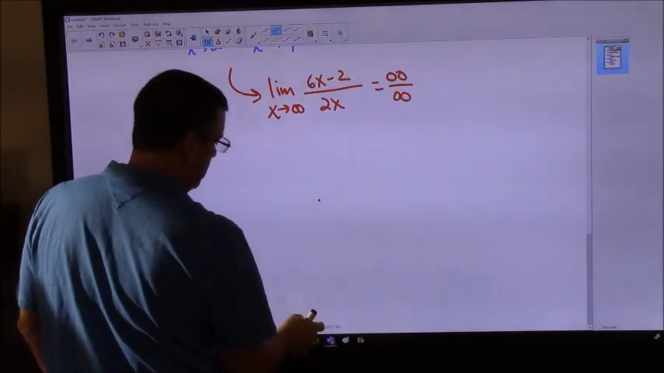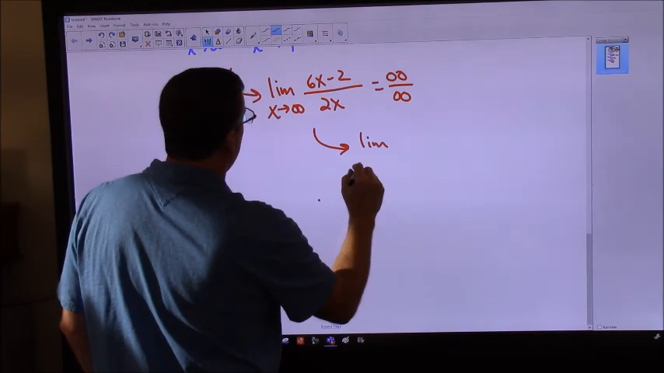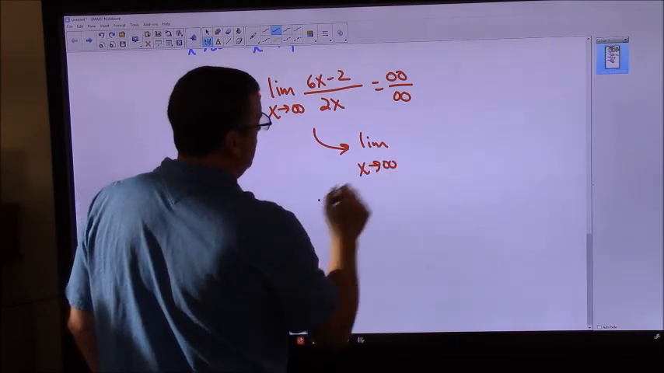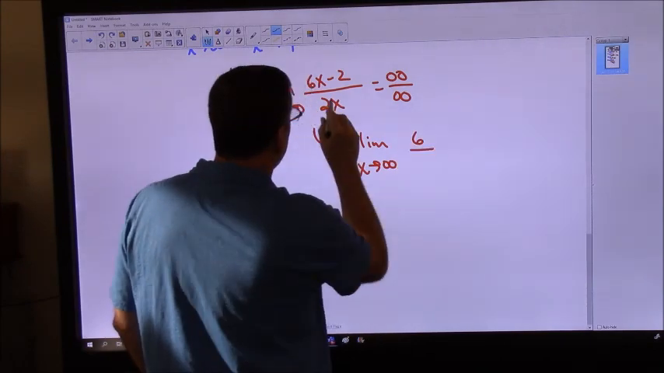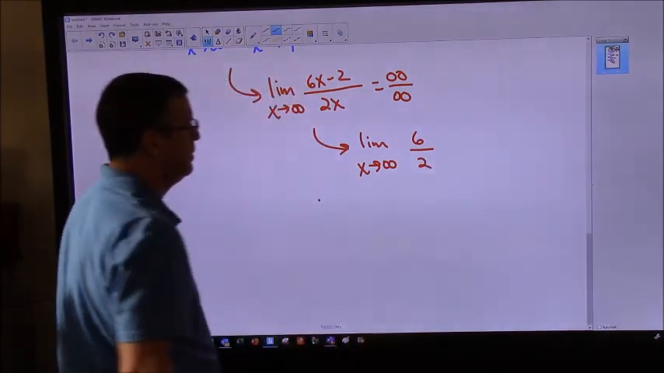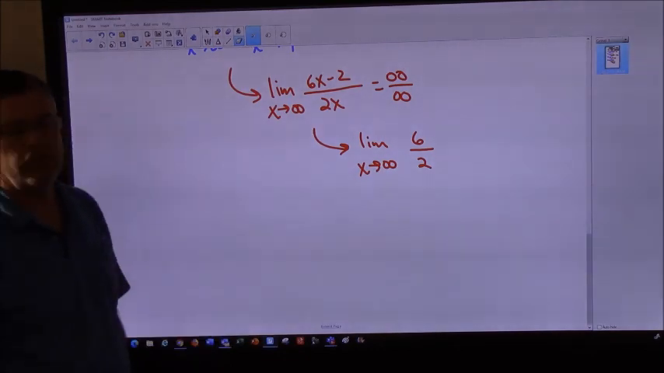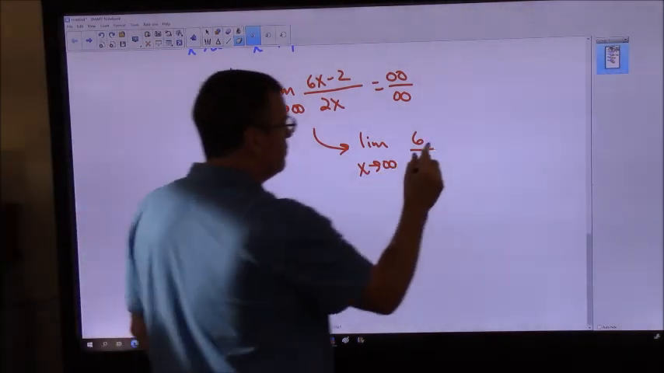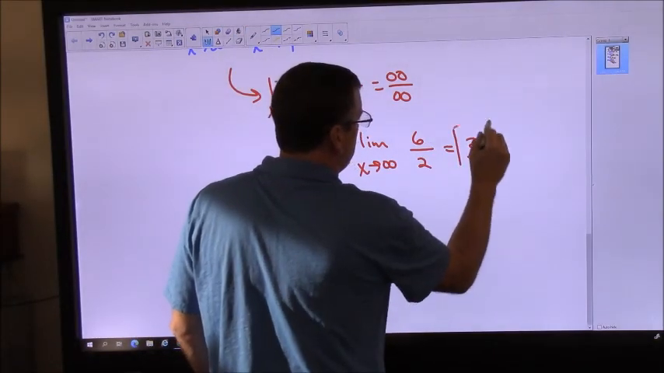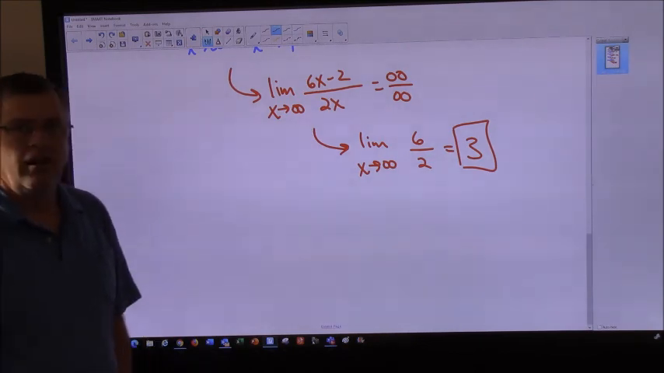And so that means that this thing is now going to become the limit as x approaches infinity. Derivative of the numerator is 6. Denominator is 2. There's no place to plug an infinity in anymore, so the answer is just 6 over 2, which is 3. There it is. All right, that's it.